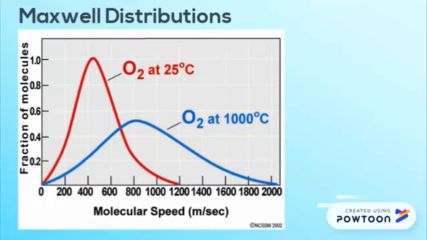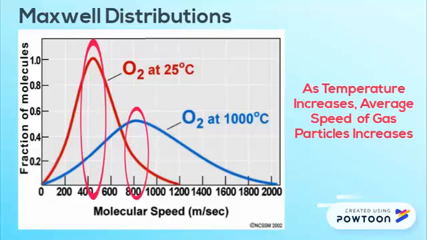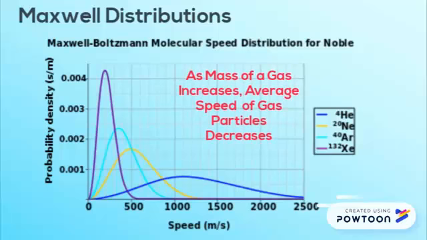Looking at this distribution chart, we have oxygen at 2 different temperatures, one at 25 degrees Celsius and one at 1000. We can see that as temperature increases, the average speed of the gas particles increase. Oxygen at 25 degrees Celsius has a speed of about 500, while the other one has a speed of about 800. Lastly, we use these graphs to compare gases of different masses. We have 4 gases ranging in mass from 4 to 132. We see that as the mass of the gas increases, the speed of the particles go down. Helium being the lightest travels the fastest, and xenon being the heaviest travels the slowest.